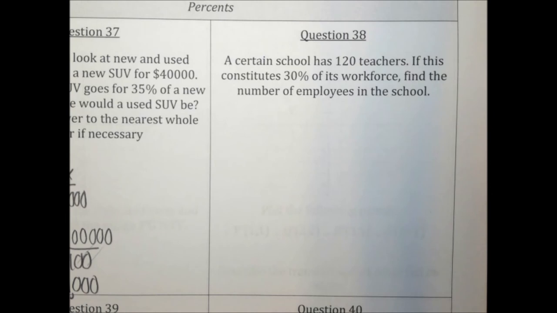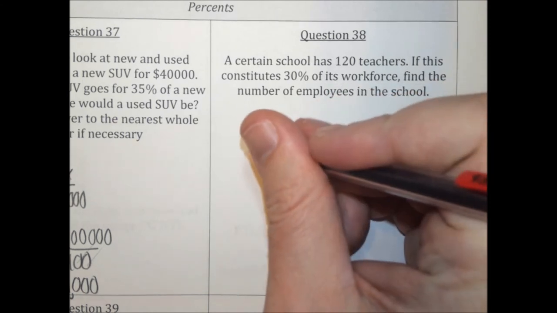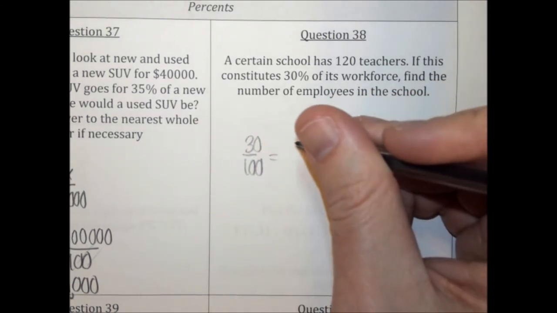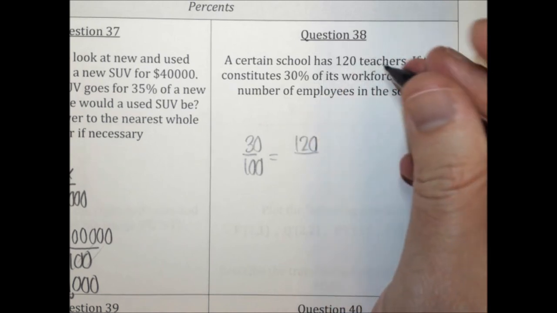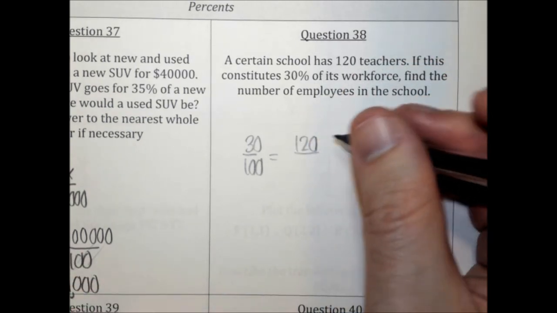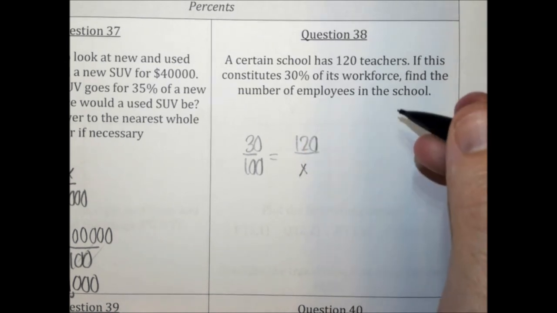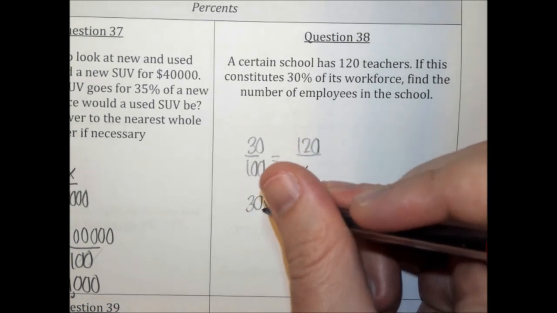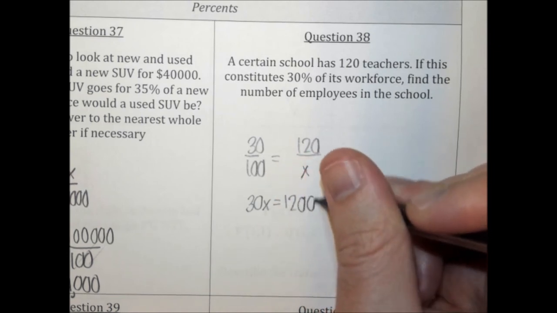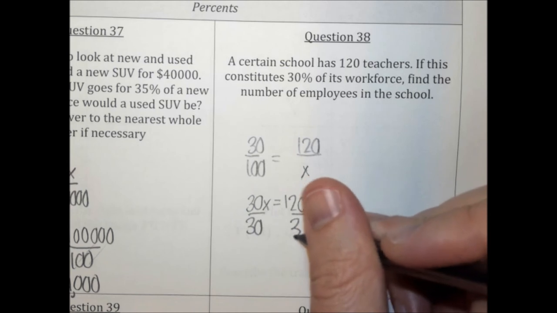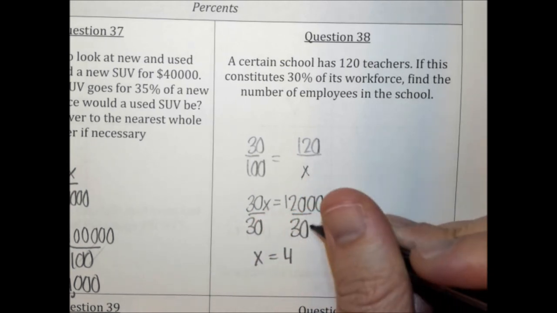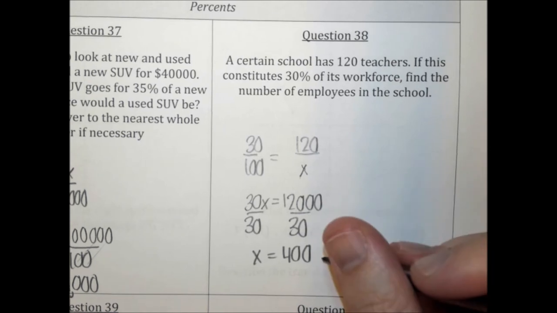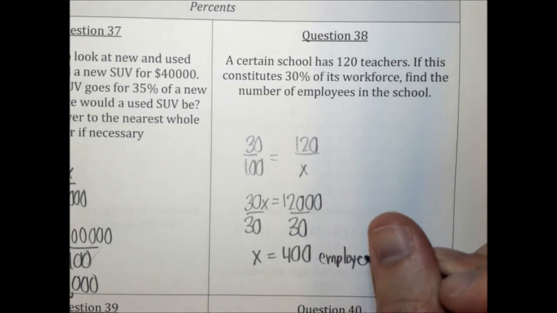Question 38. A certain school has 120 teachers. If this constitutes 30% of its workforce, find the number of employees in the school. So 30 out of 100. They're saying that there's 120 teachers, which is only a small number of the entire number of employees that work there. So we're going to put x on the bottom. So when we cross multiply, we get 30x equals 12,000. When we divide both sides by 30, we get x equals 400. There's 400 employees total.